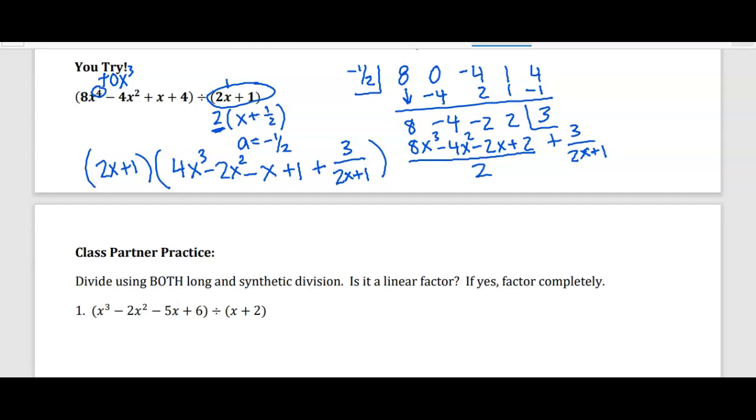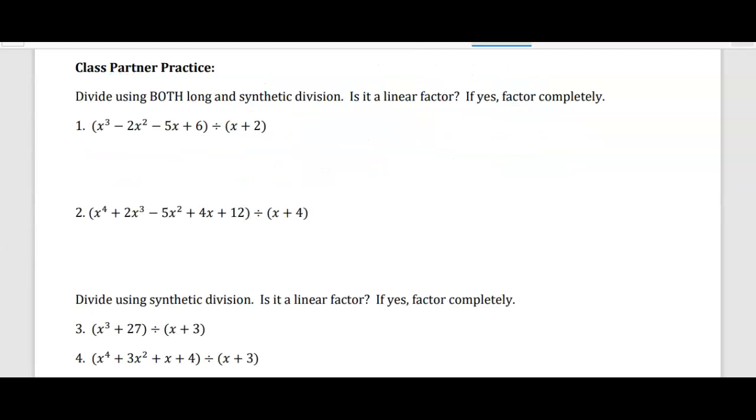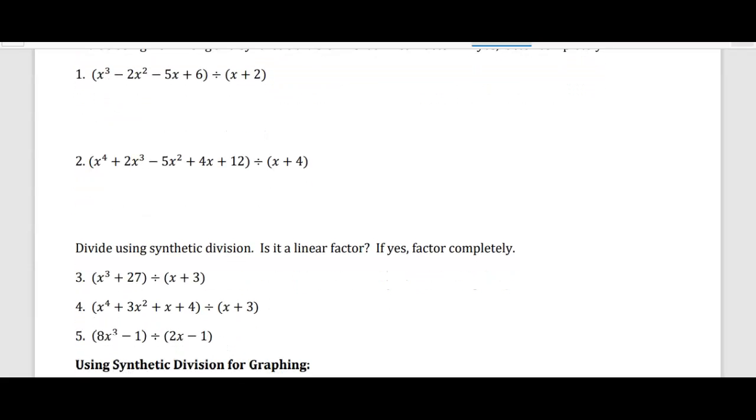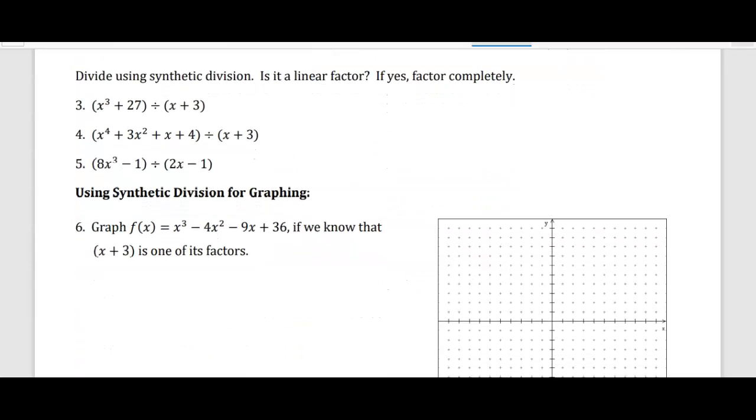Okay, so you're going to try some class practice. Obviously, we're not in class to partner up, but you're going to try number 1. So number 1 and 2, you're going to divide using both long division and synthetic division. And you're going to tell me, is it a linear factor, yes or no? And if it is, factor the expression completely. Then in number 3, 4, and 5, you're going to divide using just synthetic division. Tell me, is it a linear factor or not? If yes, factor it completely.